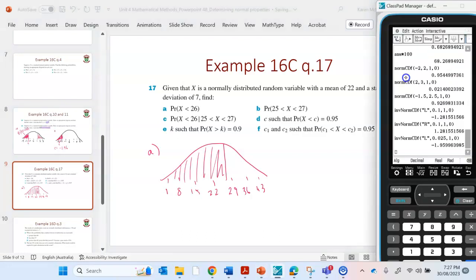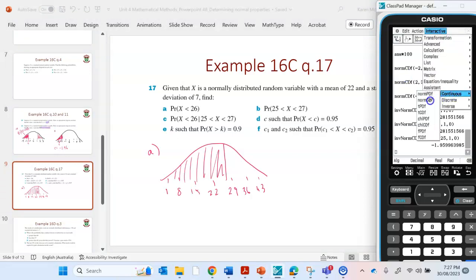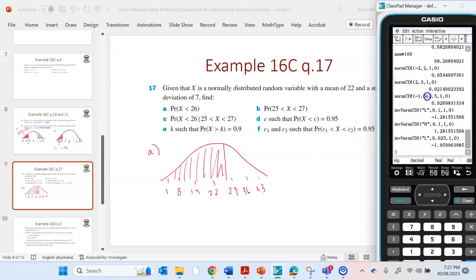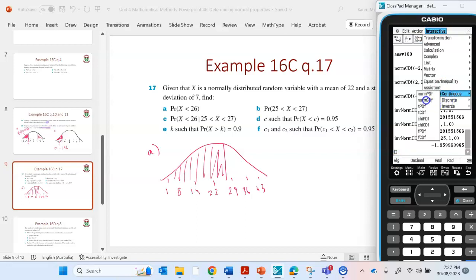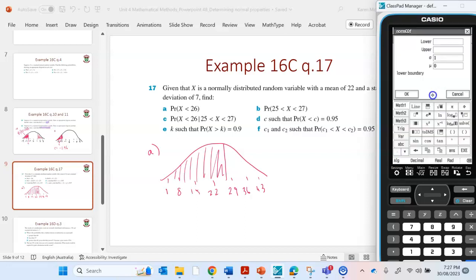All right, it's pretty easy to do on the calculator anyway. So we're just going back to continuous normal CDF because we're just calculating the probability, and I don't know what happened there, so let's try it again. Okay, now our lower limit, it hasn't given us a lower limit. Now your normal distribution does go on to negative infinity and infinity, so we can actually put negative infinity into our calculator. So there's your infinity sign, and our upper limit is 26.